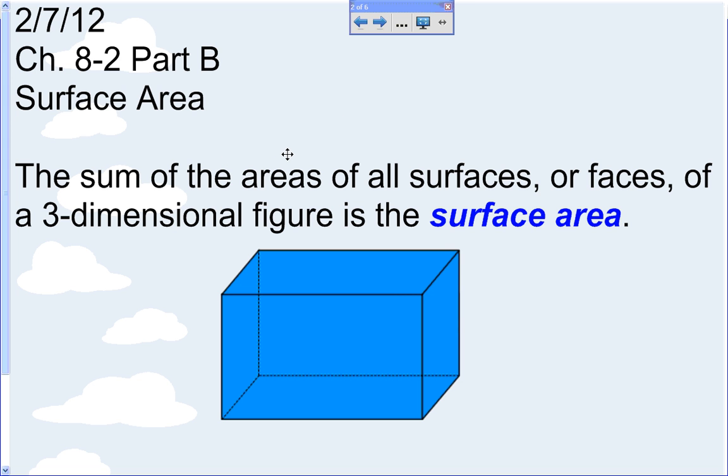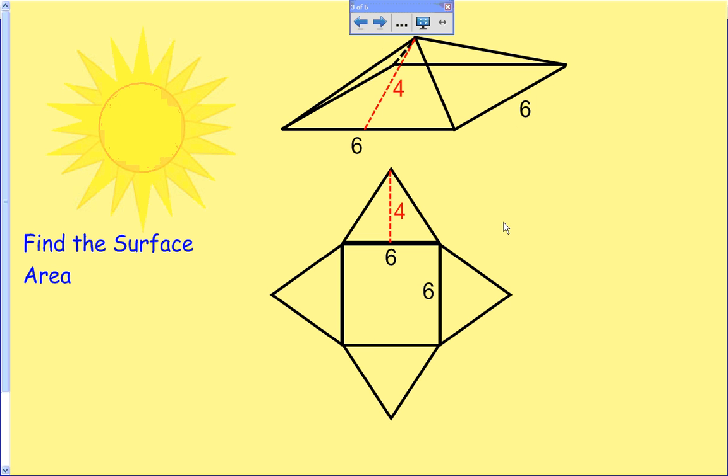So the way this is going to work is we're going to learn to do surface area using a net, and then we're going to use some formulas to find them. But I first want you to understand and be able to visualize exactly what the surface area represents. So our first shape that we're going to look at is a pyramid. And we want to find the surface area of this pyramid. So here's the pyramid and here's the net for that pyramid.